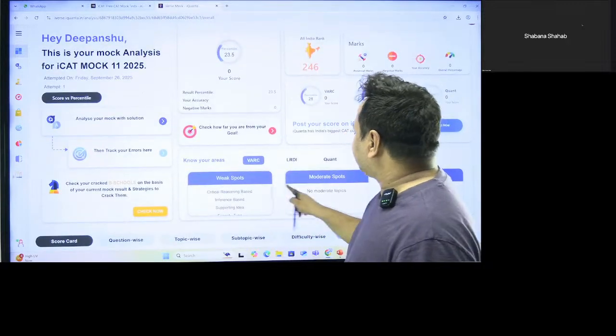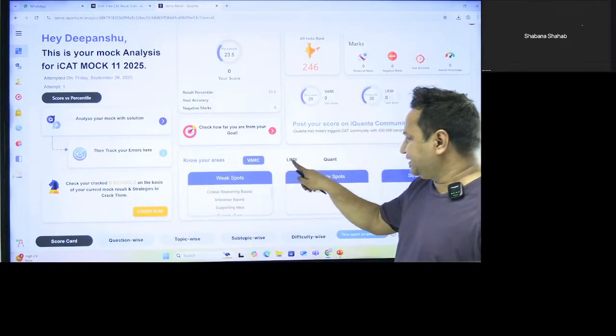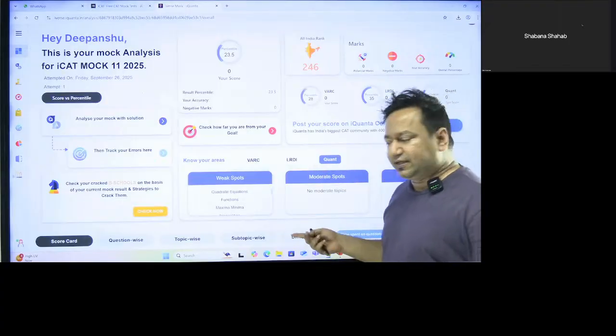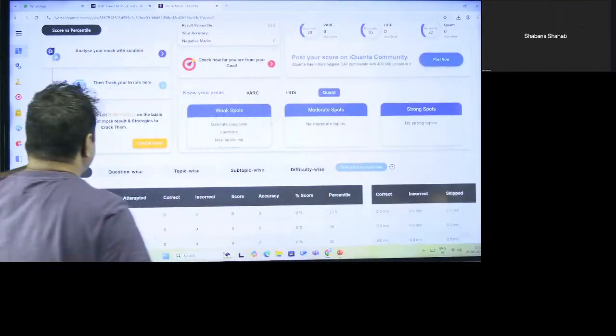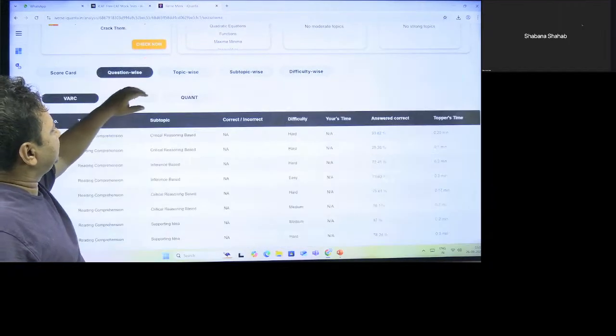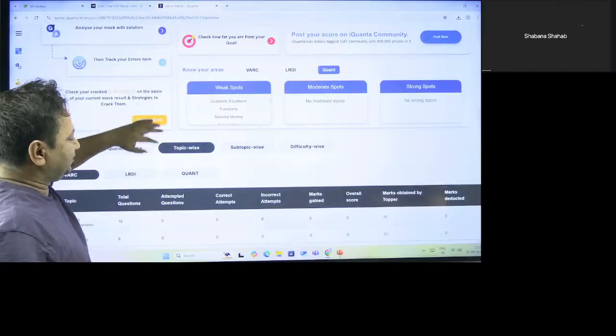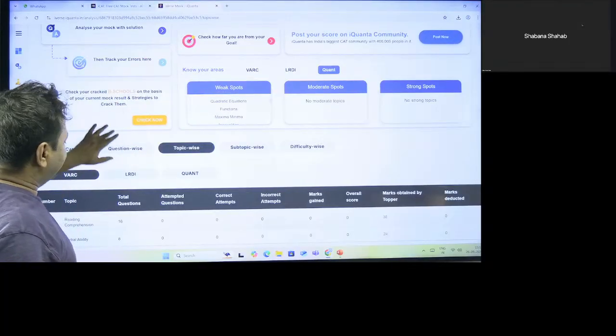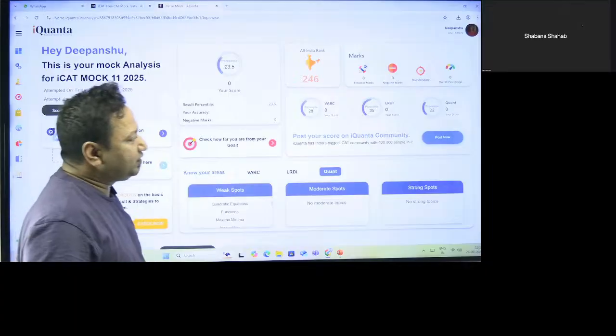Your areas, weak spots, moderate spots, strong spots, in VARC, LRDI and Quant, you can just click the button and get going. Similarly, here we have the scorecard. It can be seen question wise, topic wise, subtopic wise, all that stuff is there. How many questions you did, how many you attempted, how many were wrong, all that stuff is there.